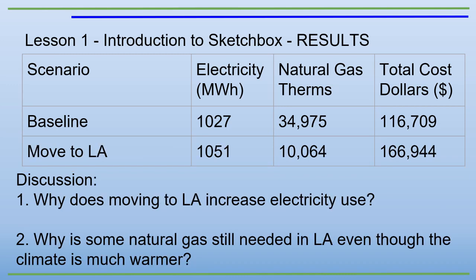And the third point was what happens when we move the building to Los Angeles, California. Notice in this case the electricity really stays about the same, but the natural gas use decreases dramatically, but the total energy cost increases. So a lot of interesting discussion points here and a few sample discussion questions that you could use listed here on this slide.